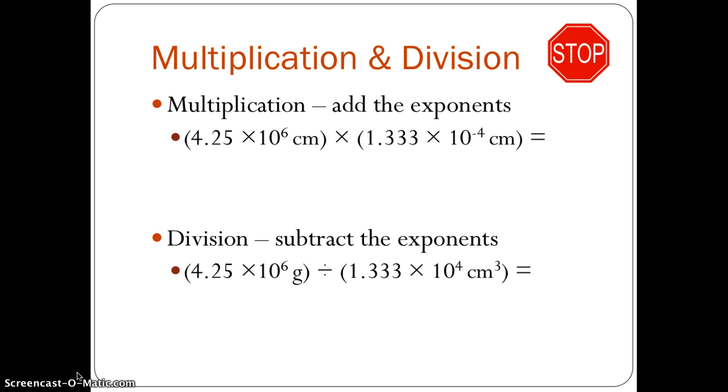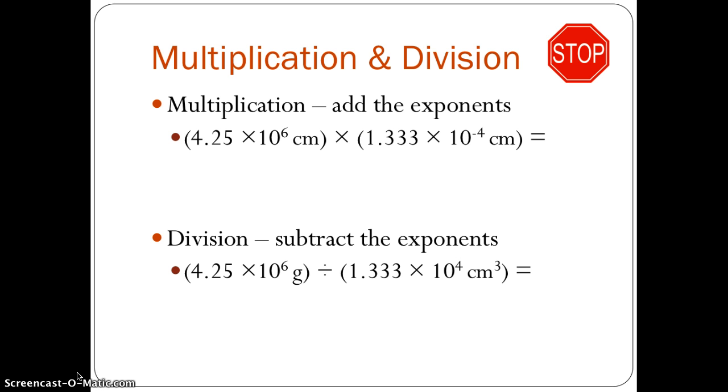Now, multiplication and division are a lot easier than subtraction and addition. So all you have to do here is in a multiplication problem, you multiply the coefficients together, you write down what that product is, and then you take your exponents and you add your exponents up. And then of course you're going to take your units and you're going to multiply your units since it's a multiplication problem. With division, you subtract the exponents.